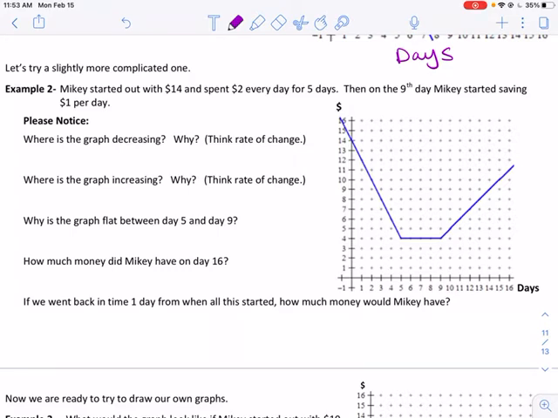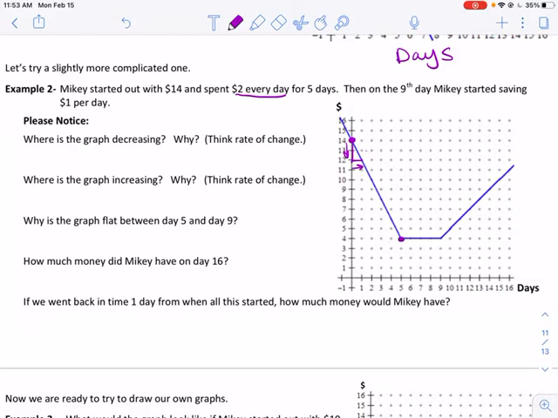So let's just observe what's happening here. He started out with $14, just the same, right? And then $2 every day, that's our rate of change. So that tells me that this has a slope of negative 2. So it's going down 2 and then over 1, and it does that until day 5.